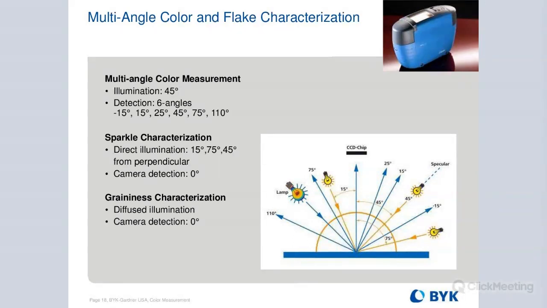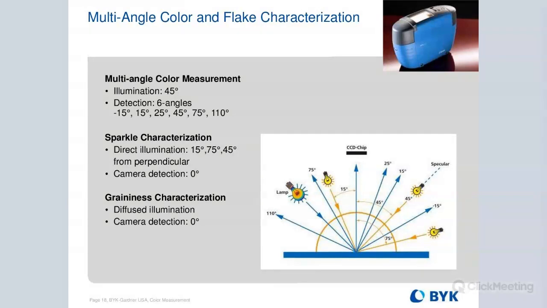All right, so how does the instrument measure? So basically we measure with a light source. Do I need to use a pointer or can you see it? Anyway, we use a light source here and it reflects back here, and then we have detectors at the minus 15, 15, 25, 75, and 110, and 45.